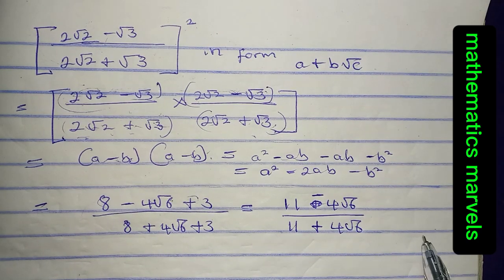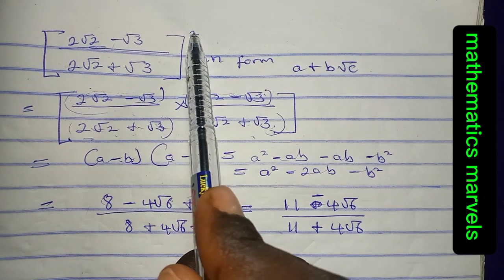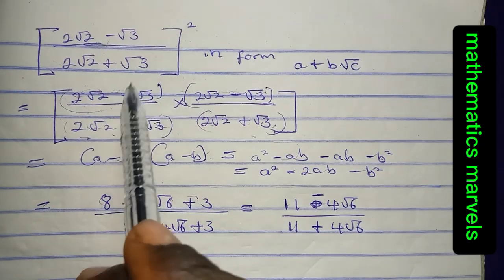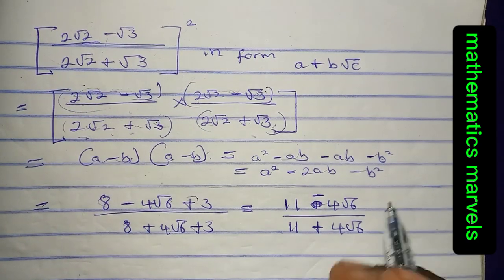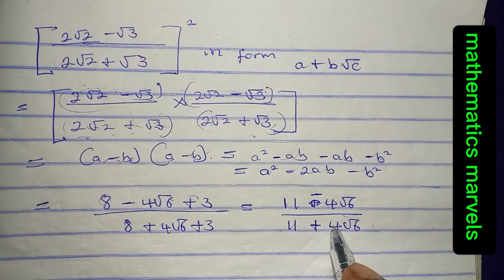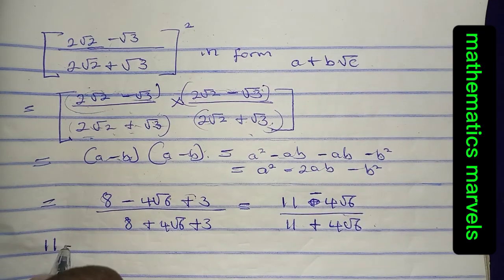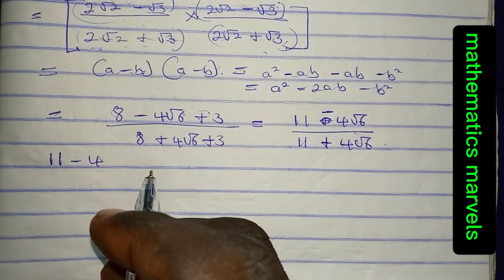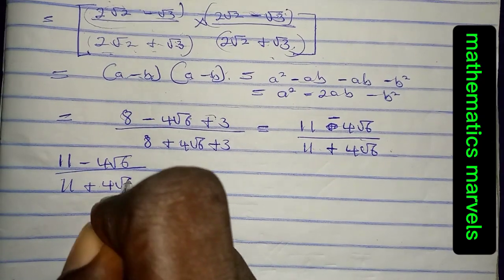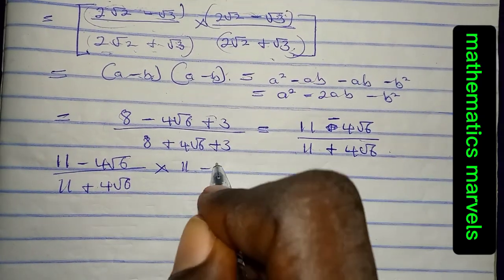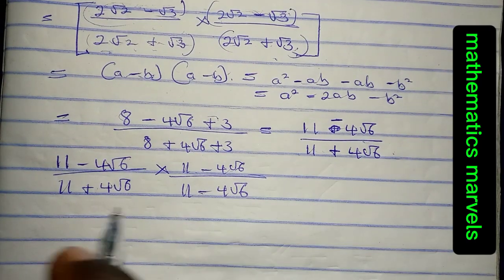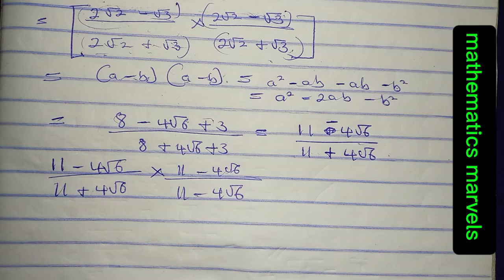Now we can rationalize. Here we first eliminate the square, because don't forget they told us in the question that this thing is raised to the power of 2. So we'll multiply it by itself again. We'll rationalize the denominator by the conjugate of the denominator. So we have 11 minus 4 root 6 over 11 plus 4 root 6, times 11 minus 4 root 6 over 11 minus 4 root 6.